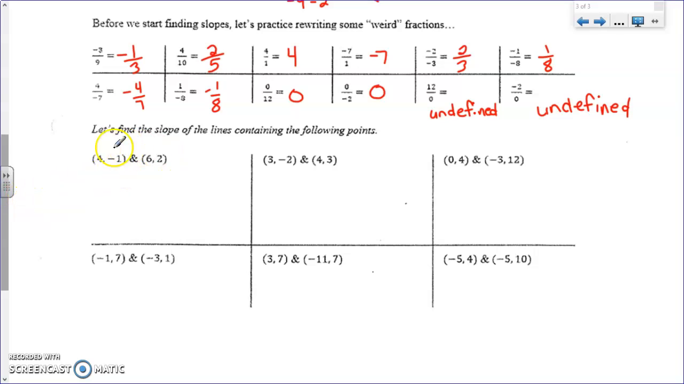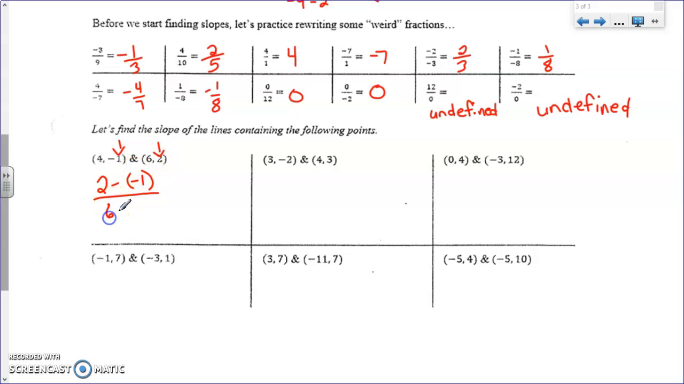Okay? All right, so here I have 2. If I start with 2 minus negative 1, the difference of our y's, 2 and negative 1 are the y's. They go on the top. Then what goes on the bottom? 6 and 4. Well, 6 isn't negative.